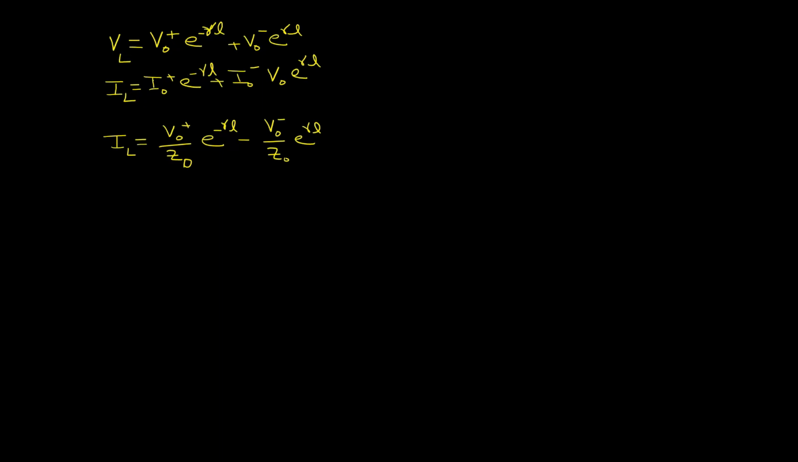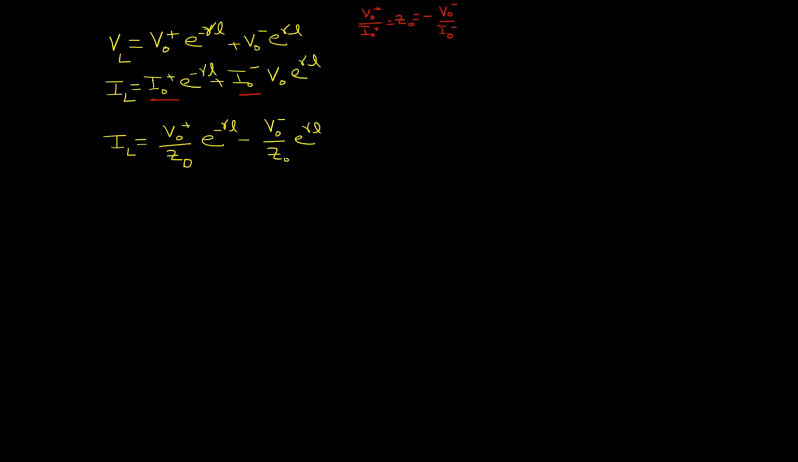Now by using this relation, we have already seen this equation: V naught plus divided by I naught plus is equal to Z naught. So what is I naught plus? I naught plus is V naught plus divided by Z naught. So we have replaced I naught plus using V naught plus and Z naught. Similarly, we put the value of I naught minus, which is equal to minus V naught minus divided by Z naught. So we have put the value here.